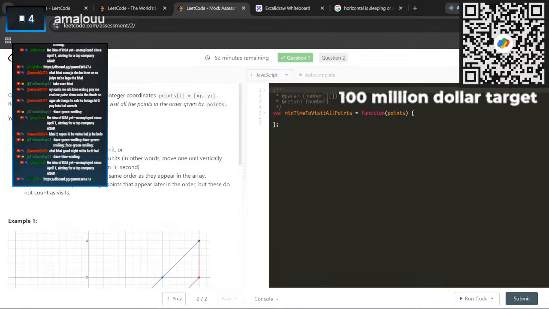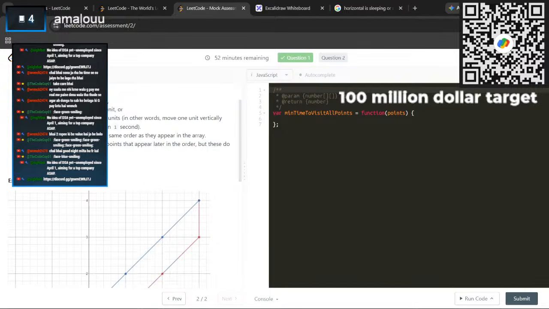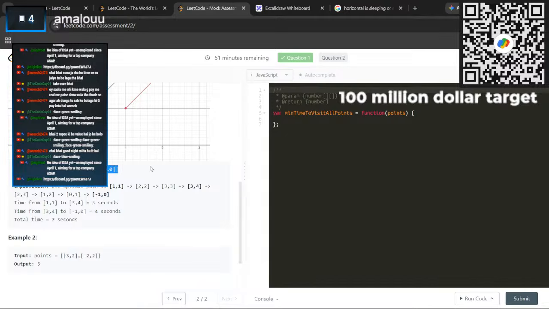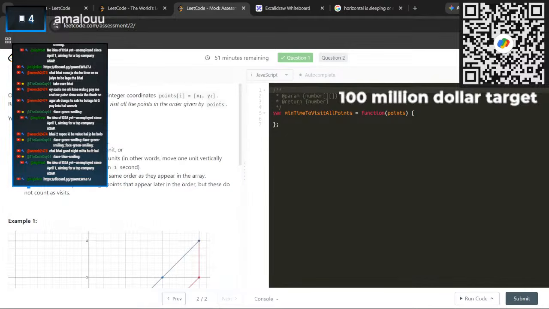So he's saying that in 1 second you can either move vertically by 1 unit, horizontally by 1 unit, or move diagonally, square root of 2 units. In other words, move 1 unit vertically, then one unit. Third one is a little bit confusing, and you have to visit all the points in the same order they appear in the array. Wait, this one. Let me see. You are allowed to pass through points that appear later in the order, but these do not count as visits.